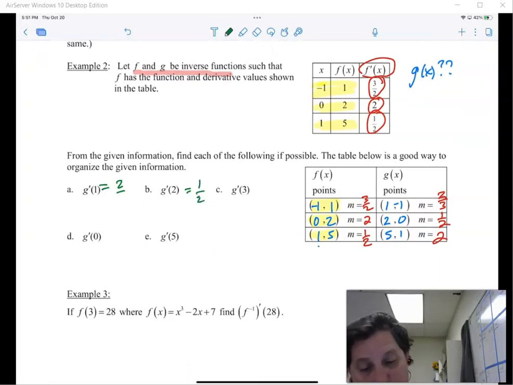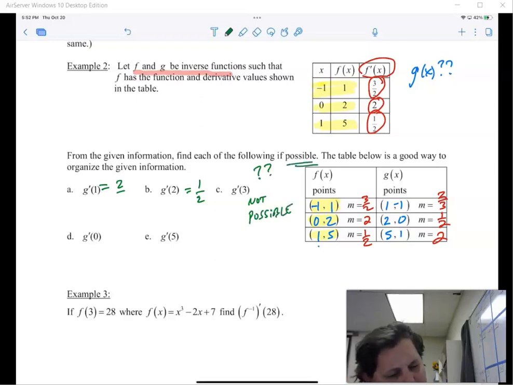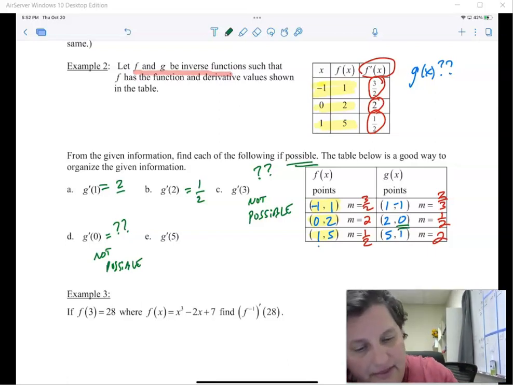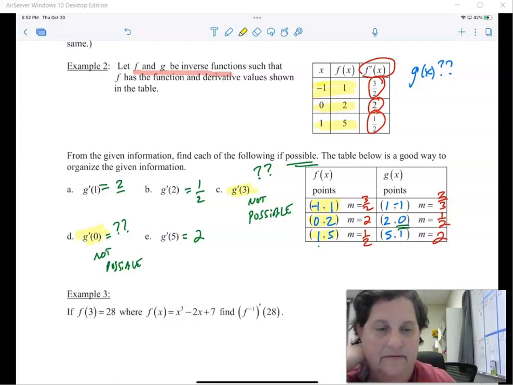g prime of 3. Not possible. Notice it said if possible. Yeah, g prime of 3, we can't find that. All right. g prime of 0, also not possible. So don't get messed up and be like, ooh, there's a 0, because that's not the right point. That's the y coordinate, not the x coordinate, right? So that one's actually not possible. And then this last one, g prime of 5, oh yeah, we got that. That one's going to be 2. Okay, so a couple of these weren't possible. We just didn't have the information needed for that.